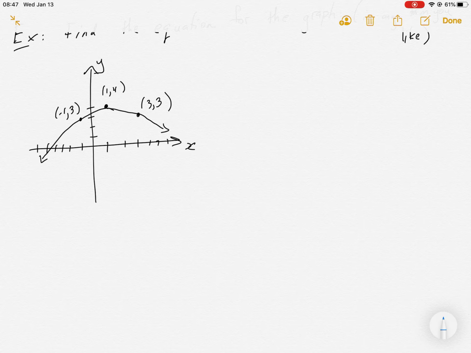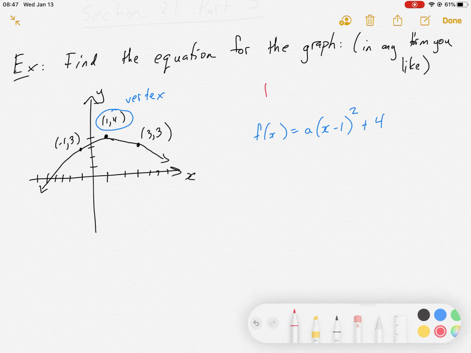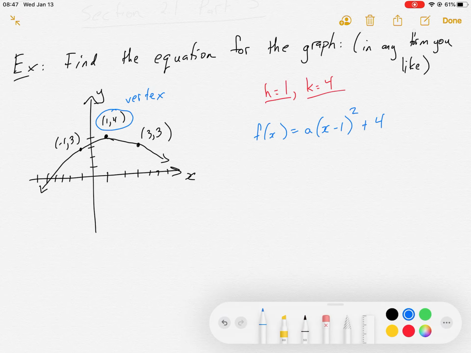Now, whenever I do a problem like this, I'm always quick to find the vertex, because vertex form is pretty easy to use in these sorts of examples. So I'm going to say f of x equals a times x minus 1 squared plus 4. Notice I'm given everything from the vertex except for the leading coefficient. I have h equals 1 and I have k equals 4. Now I just have to figure out a way to find the leading coefficient.